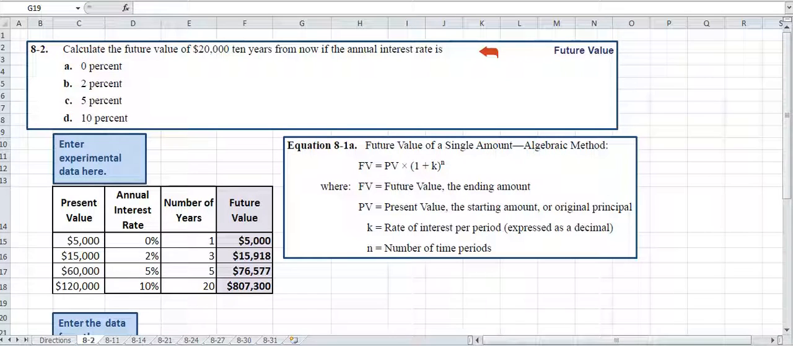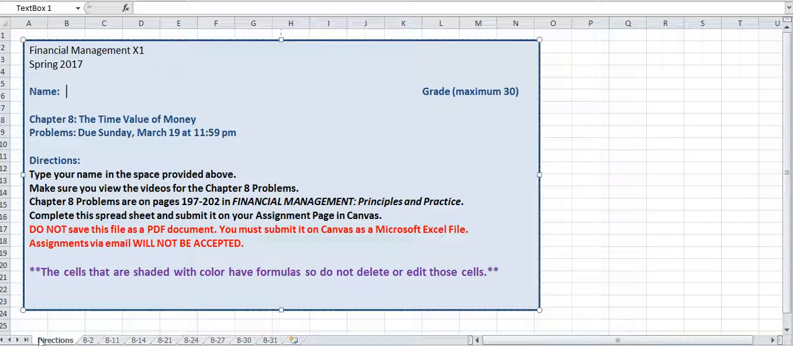In this first video, we're looking at problem 8.2 in your book. But before we get to the first problem, I just want to jump back and remind everyone of the directions, which is on the first sheet down here of the notebook. It's the same as you had for chapter 7.